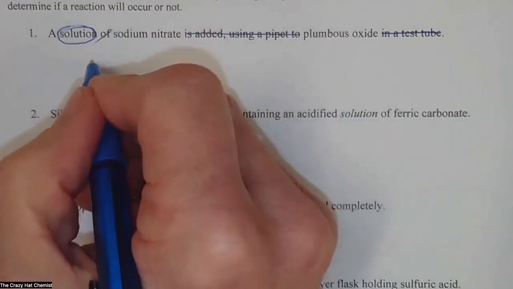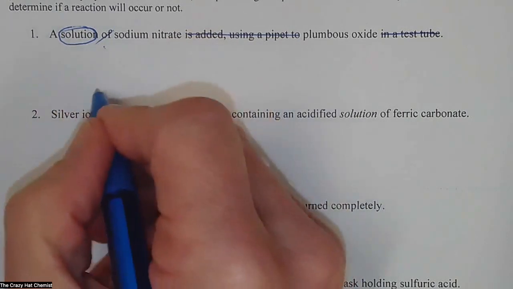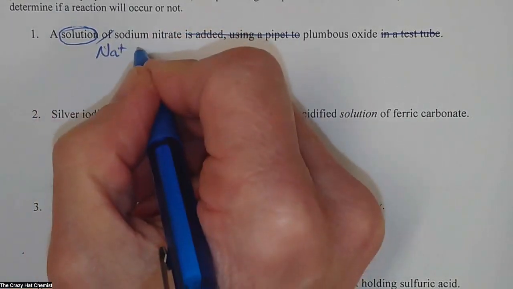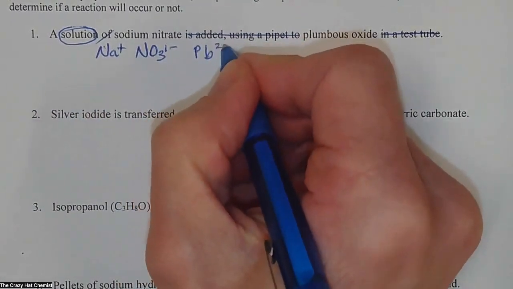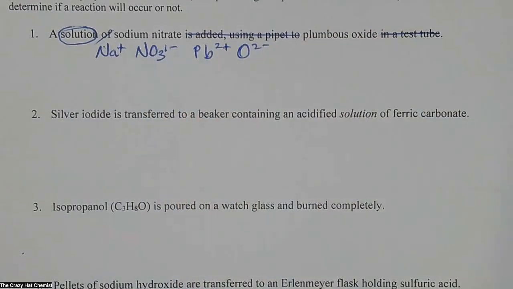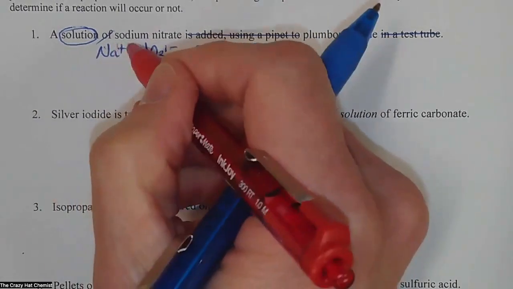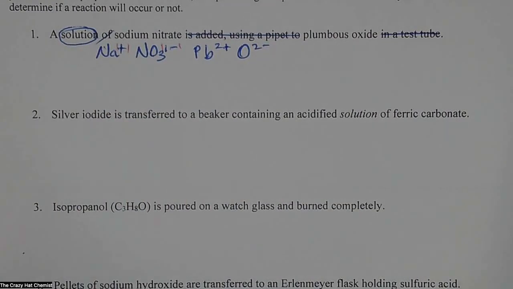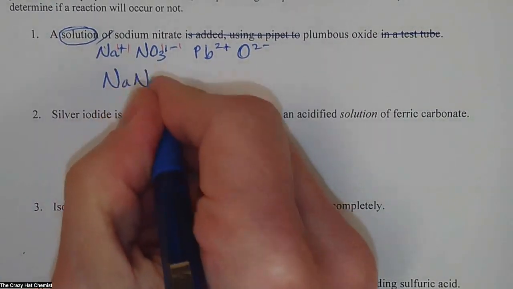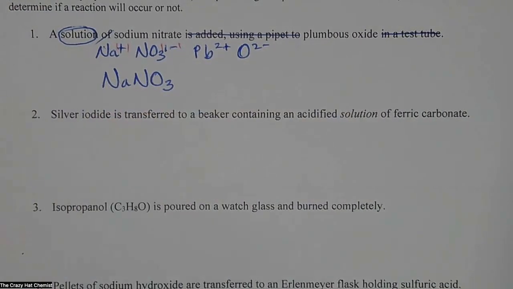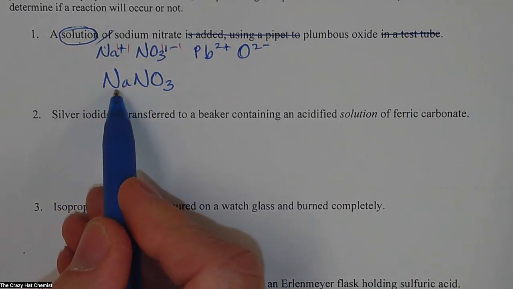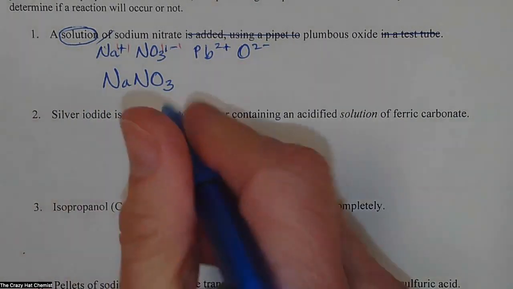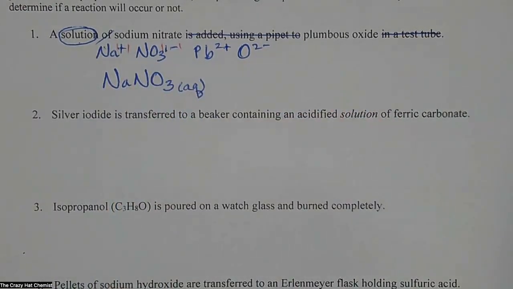So I have sodium, a 1+, and nitrate, a polyatomic ion of 1- charge, and then plumbous, Pb2+, and oxide, a 2-. We take the absolute value of these 2 numbers, flip the numbers, bring them down, and I get NaNO3. Following what it says, solution, or following your solubility rules, anything with sodium in it is aqueous, and anything with nitrate is aqueous. There are no exceptions. So this is most certainly aqueous.